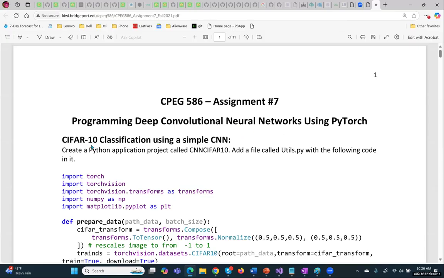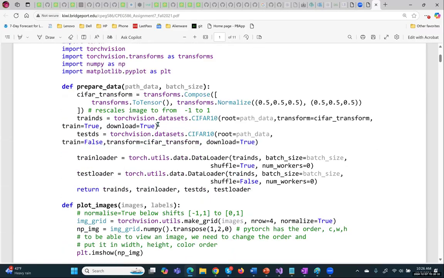Okay, we are doing the CIFAR-10 classification. In the first part, we create a very simple CNN. In the second part, we create a deeper ResNet type of architecture.